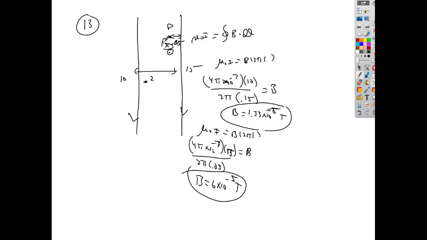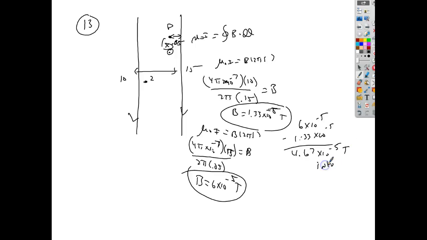So I'm going to do 6 times 10 to the negative 5th minus 1.33 times 10 to the negative 5th. And I would get 4.6, probably 6.6, but I'll go 6.7 times 10 to the negative 5th Teslas. And what's the direction? Into the paper.